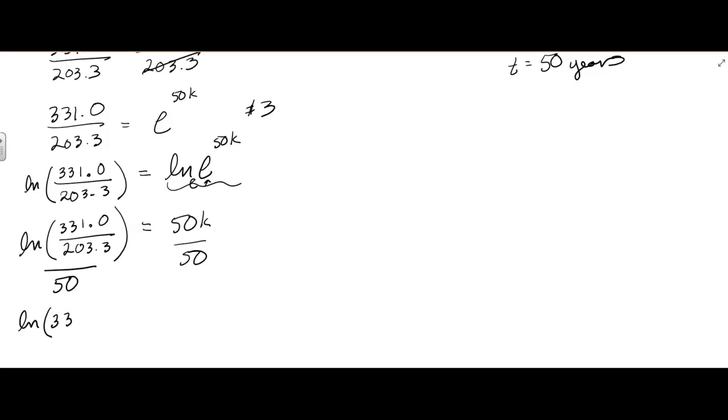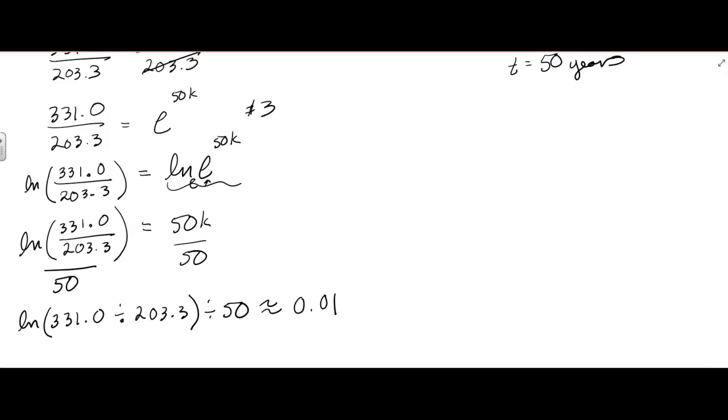3 parenthesis 331.0 divided by 203.3. Close that parenthesis. That's really important. And then divide it by 50. And we're going to get a decimal approximation. And we're going to go 2 decimal places. So stop the video and calculate that and then come back. Okay, when I come back, I have 0.009748 on my calculator, but 2 decimal places is going to be 0.01.